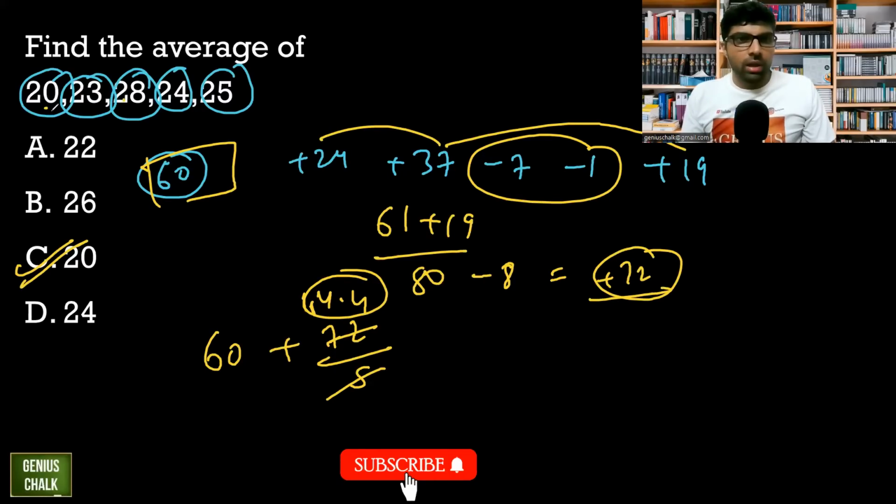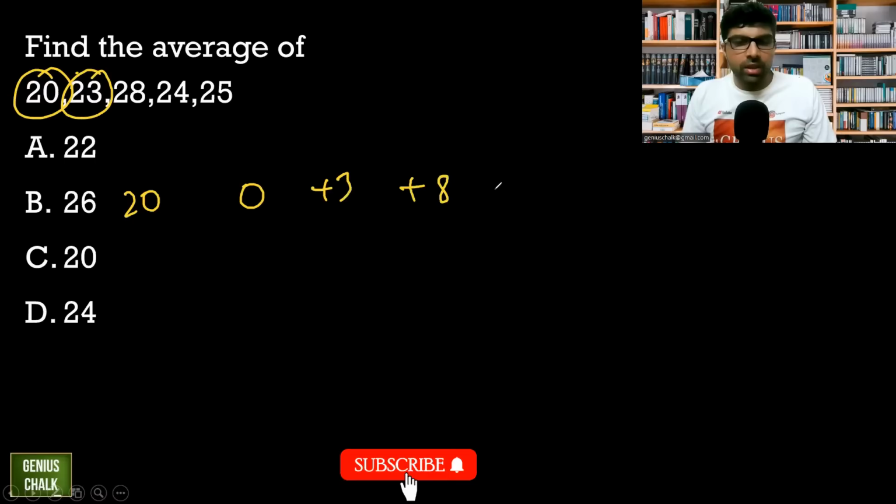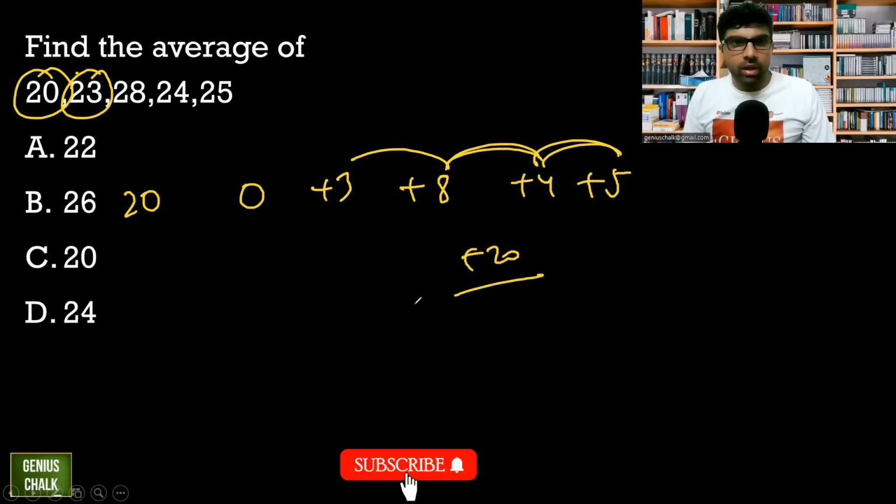So let's find out. Let's say 20 as the average. Chalo. So it is 0 difference. It is plus 3 difference. 28 is plus 8, plus 4 and plus 5. Just add all. 11 plus 4, 15, plus 5, 20. There are 5 numbers, so it is plus 4. 20 plus 4 is 24. So this is my answer.